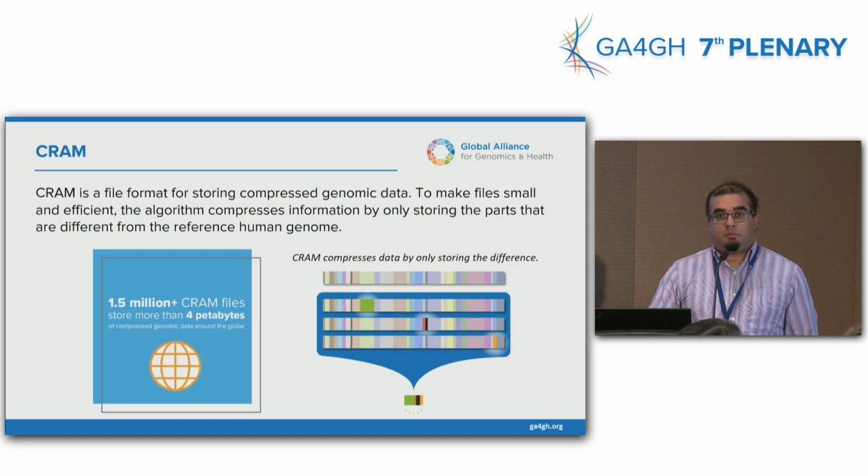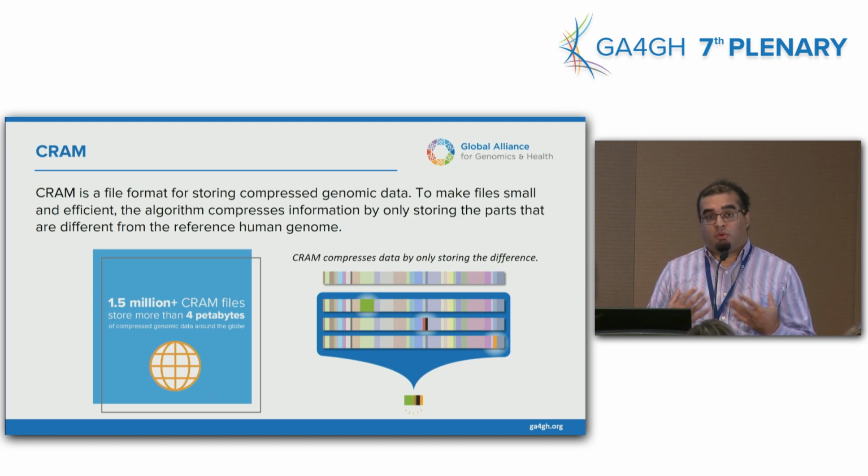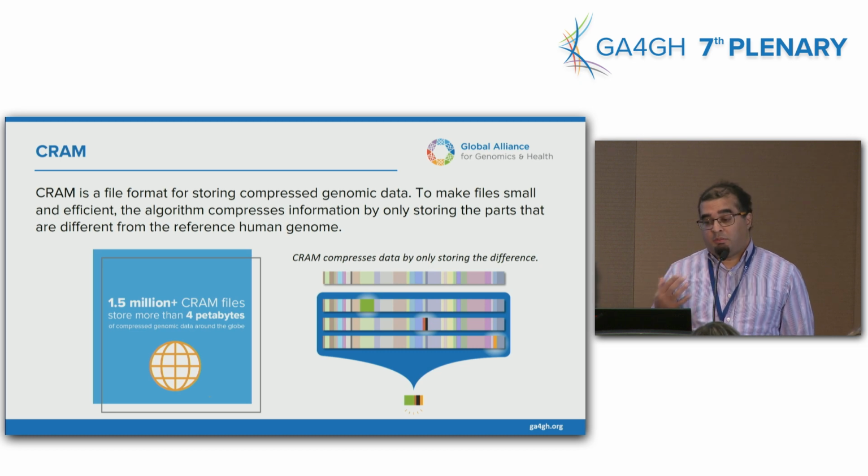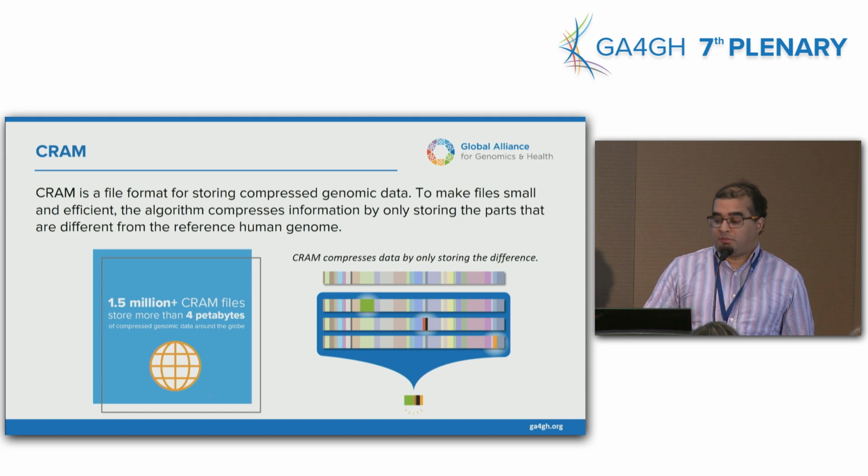So one of the first specifications that we have at GA4GH is the format for storing reads, and there's been a text version called SAM, and then a binary version of that called BAM. And now we have CRAM as a very efficient format for storing genomic data in a compressed way. And what this does is take advantage of the fact that much of a reference genome will be the same as the individual's genome, so you can save a lot of space by just storing the places where that differs.